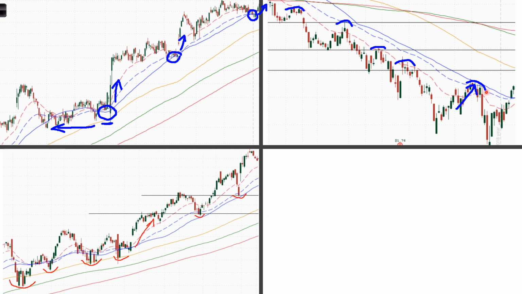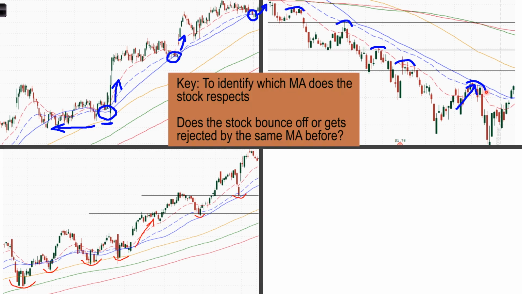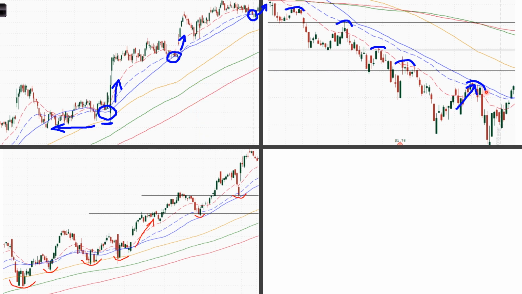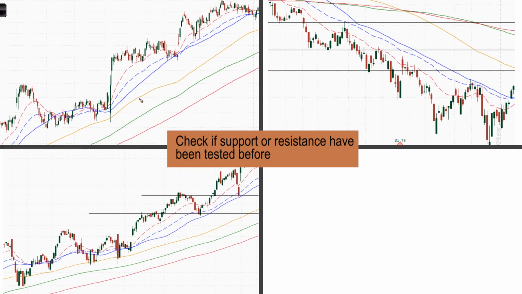So the key here is to understand that different stocks behave differently at different times. And it is important for you to identify which moving average the stock respects. This will be especially useful for swing trading. Before you take a long swing trade, you would like to see that the stock is currently at a strong support, signifying a near-term bottom. And you will know if the support is strong by checking if that support has been previously tested before.